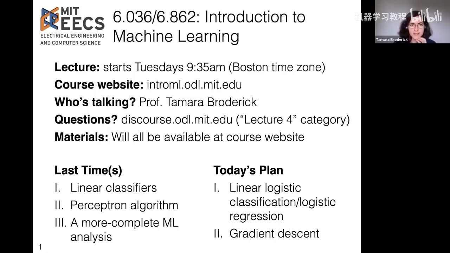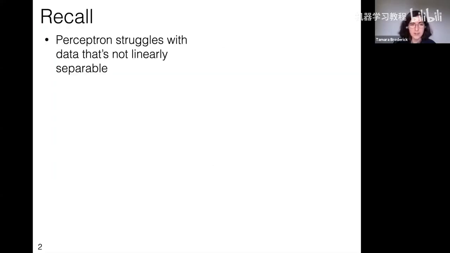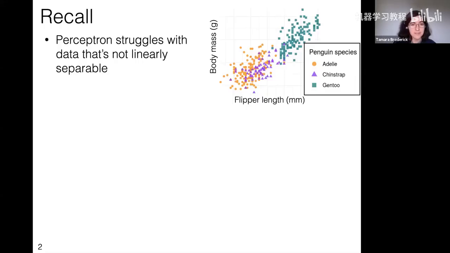So first, before we get started on what exactly is logistic regression, let's recall, why are we doing this? Why don't we just use the perceptron for everything? Because we have an algorithm now. And something that we saw in lecture 2 is that the perceptron struggles with data that's not linearly separable. And the reality of life is that probably most data that you're interested in is not linearly separable. So for instance, we saw this example of some penguin data. Maybe we've collected data on the flipper length and body mass of penguins, and we'd like to classify the penguins into their different species. And we can just immediately see that that's not linearly separable.